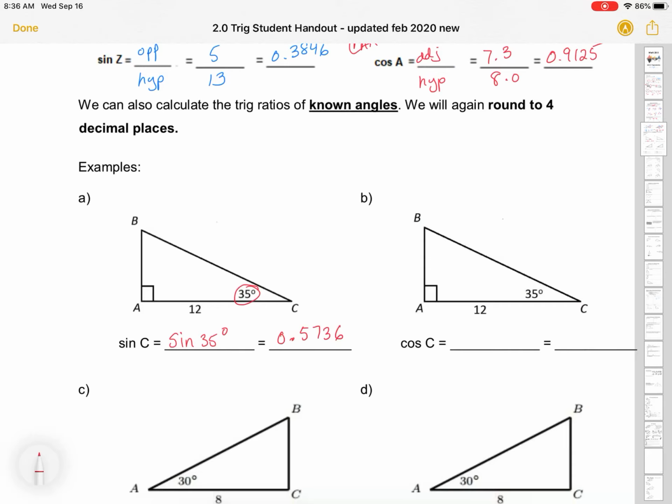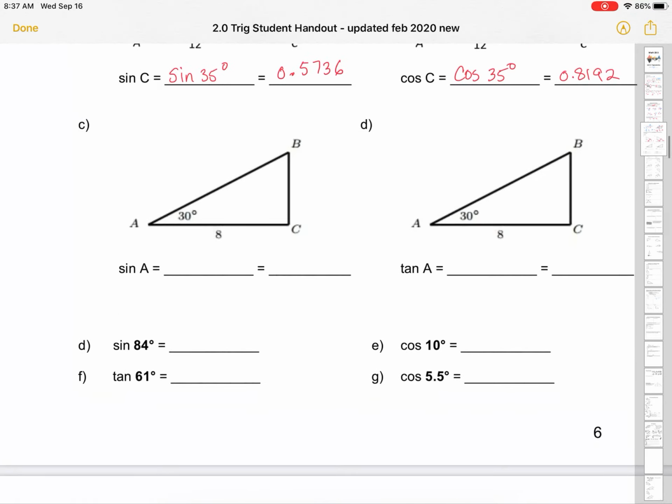Okay, so this is the way to check to make sure you're in the right mode. Here, cos C is 35, so it's cos of 35. If you're on a scientific calculator, you put the 35 in and then hit the cos, and it's the opposite for a graphing calculator. So we'll get 0.8192. Okay, so this is a good way to check.